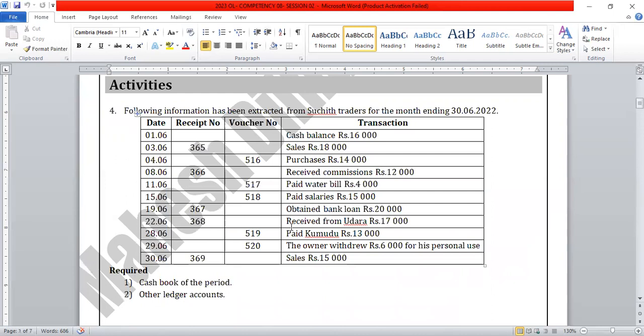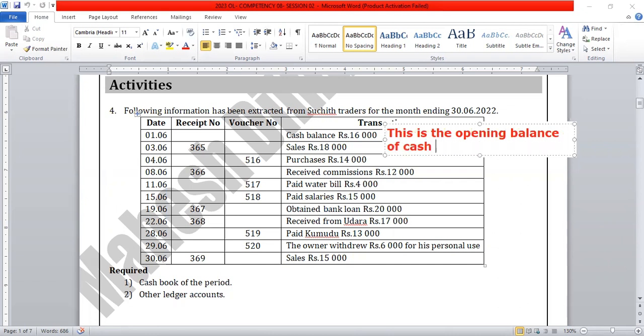1st of June. Look at this. This is what I was speaking about. 1st of June. What is it? Cash balance. Right? Let me share something with you here. Write this down. This is the opening balance of cash, right?